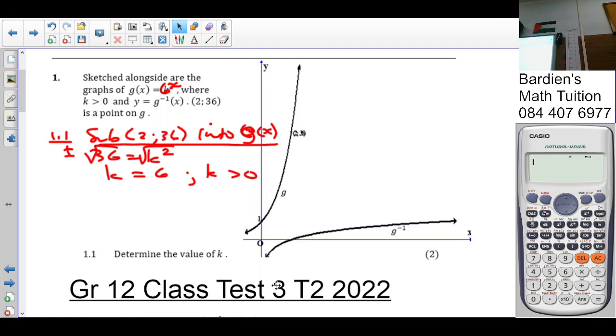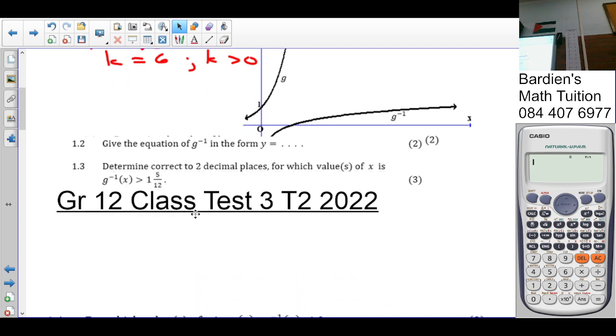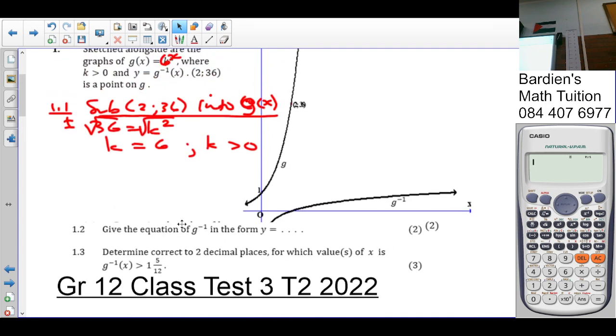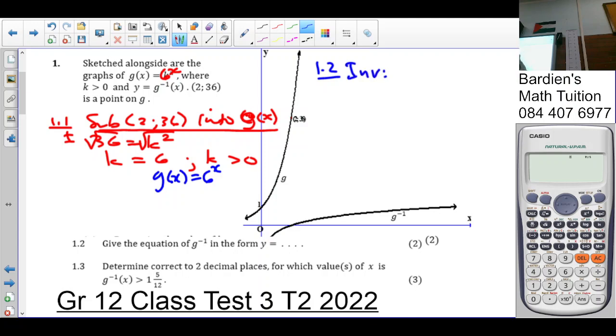The next question, they ask you to work out the equation of the inverse function. So what do we do for the inverse function? We interchange x and y, not so. So if g of x is equal to 6 to the x, then for the inverse function we interchange x and y, so x is equal to 6 to the y. Then we must make y the subject of the formula, so we use logs. So y is equal to log x base 6. The base remains the base, and that is your inverse function.